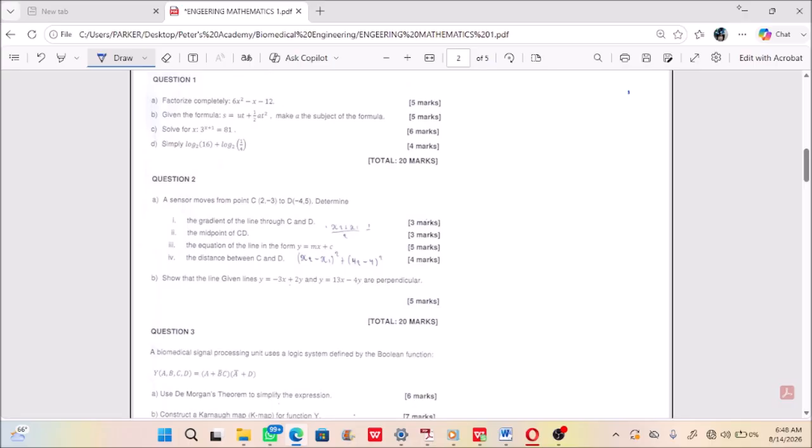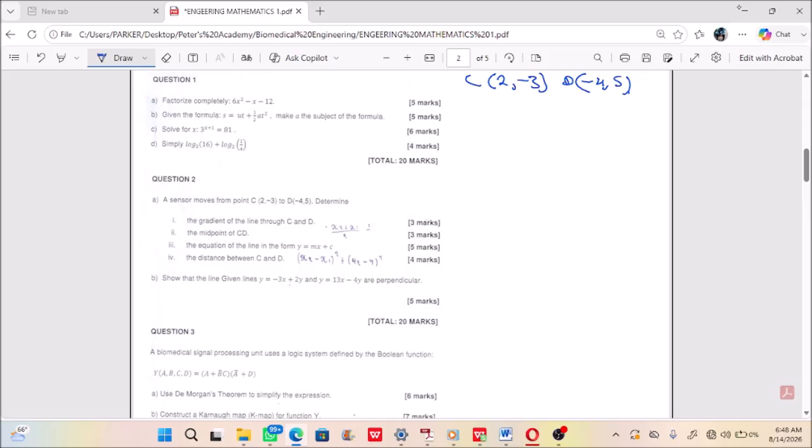So let me just write the coordinates. Coordinate C, we have 2 comma negative 3. D, we have negative 4 comma 5. These are the coordinates that we have.